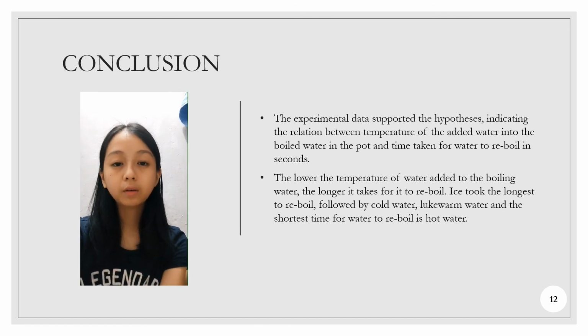In the experiment, there were several precaution steps to avoid errors. The eye should be perpendicular to the measurement scale when measuring water volume to avoid parallax error. Consistency during the experiment should be practiced when taking time for water to reboil.